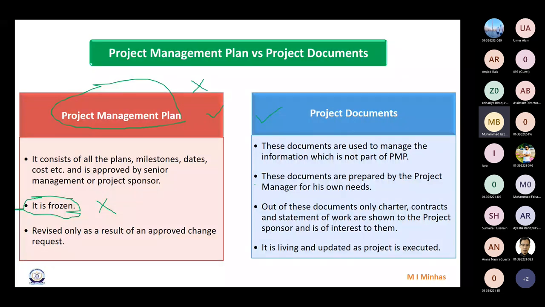Right. So project documents are any document other than the project management plan that is created on the project and that we can change without the formal approval of the sponsor or maybe the change control board. We can just change it. Actually, we keep updating those. And the project documents are created to support our management activities, right? For example, why do we create an assumption log, issue log, or risk register or lessons learned register?